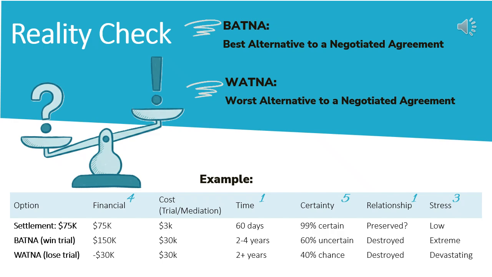A strong BATNA means you have negotiating power. WATNA stands for Worst Alternative to a Negotiated Agreement. What's the worst case scenario if mediation fails? What's the most negative outcome you could face? The WATNA is about risk assessment. It helps you understand how much uncertainty you're accepting and motivates realistic expectations. Your settlement range should be at least between your WATNA and BATNA and possibly better than your BATNA.